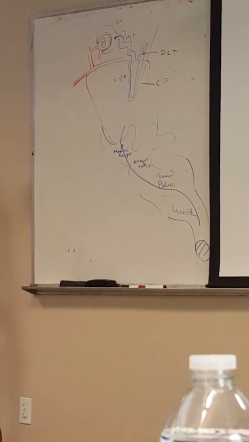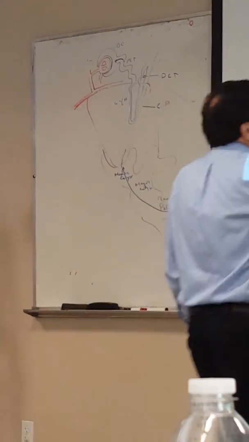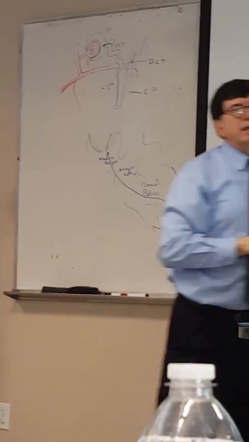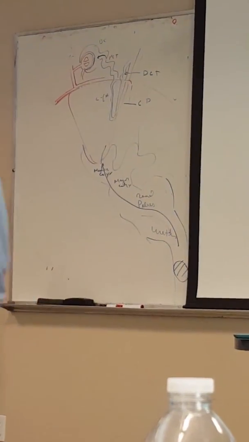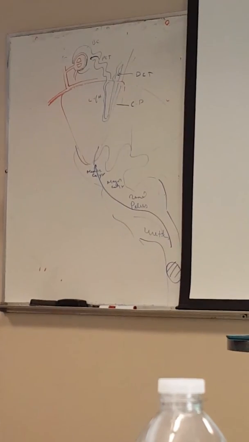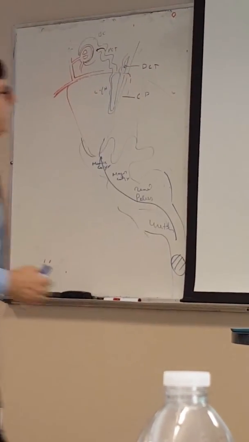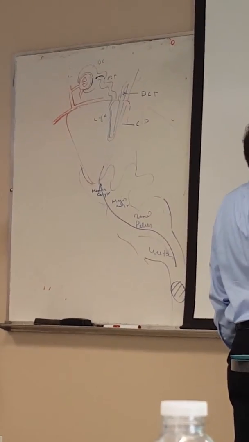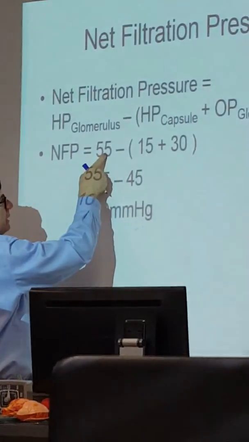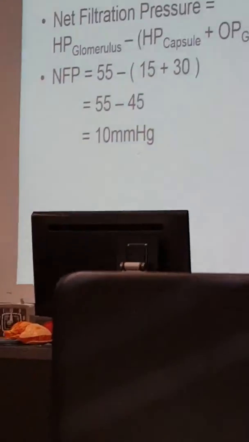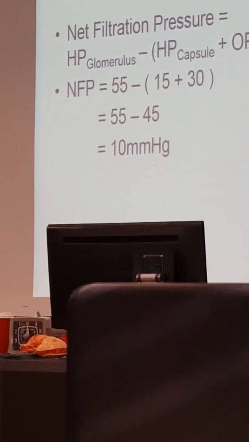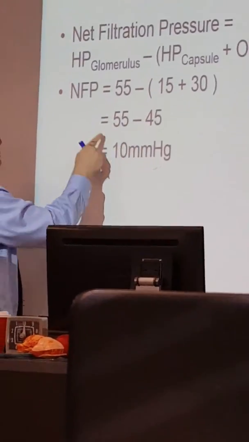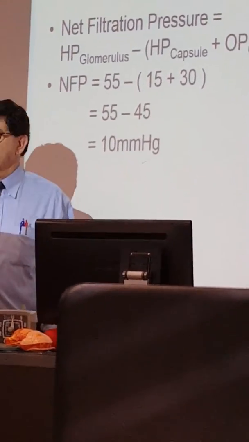So if you have an obstruction, this capsular hydrostatic pressure, instead of being 15, let's say it increases to 25. Does everyone see how I'm getting there? Okay, so now 25 plus 30 is 55. 25 plus 30 exactly equals the glomerular hydrostatic pressure. So now, if I'm doing the math, 55 minus 55 gives me a net filtration pressure of 0.